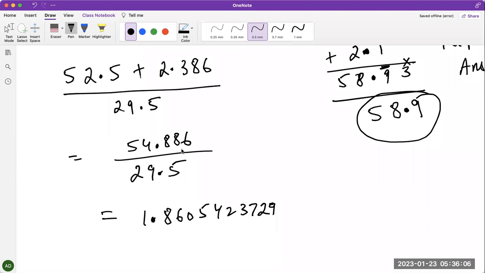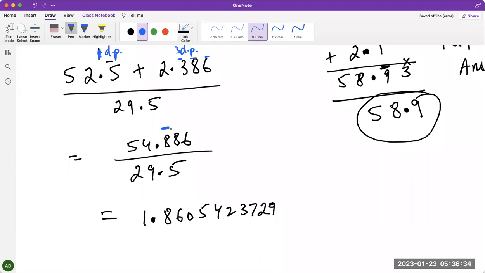So 54.886 came from addition of these two numbers, so you look for decimal places. This has one, so let me change the color. You have one decimal place here, and here you have 3 decimal places. You can go by 1 decimal place. So guess what I do here? I'm not dropping the numbers. I'm not rounding off the numbers. What I'm just doing is labeling the numbers.